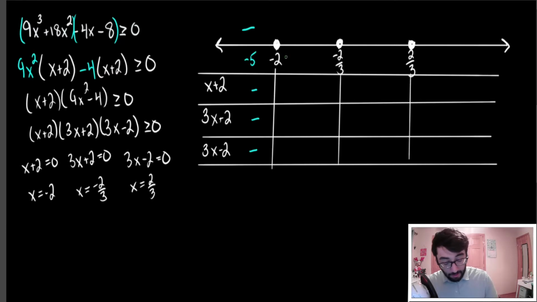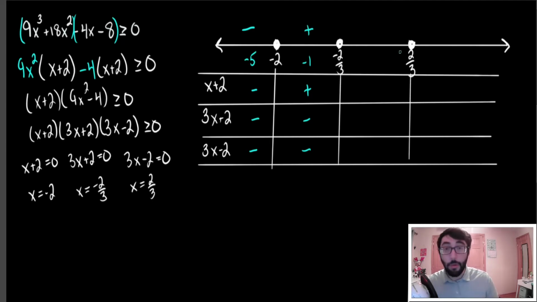And now I'm going to test a number in between -2 and -2/3. -1 seems like the obvious choice. And now I'm going to do the exact same thing. I'm going to plug in -1 for x. -1 plus 2, well, that would be positive. 3 times -1 plus 2, well, that would be negative, right? And if I did 3 times -1 minus 2, that also would be negative. So I'd have a positive times a negative times a negative, and that would actually result in a positive interval. So this is actually going to be part of my final answer. I'll get to that in just a moment.